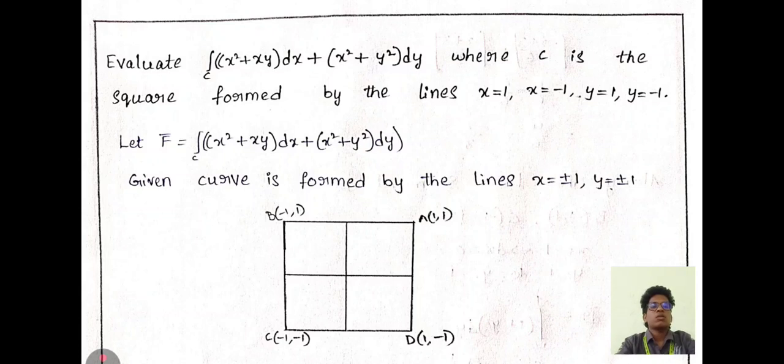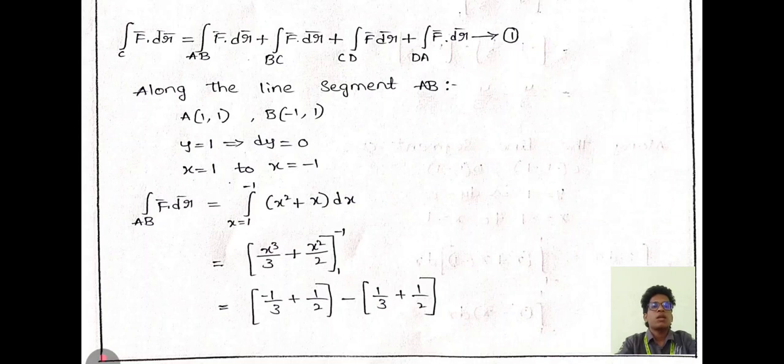We can draw the square with four corners and visualize it with A, B, C, D values. The integral over C of F̄·dr̄ is equal to the integral over AB of F̄·dr̄ plus the integral over BC of F̄·dr̄ plus the integral over CD of F̄·dr̄ plus the integral over DA of F̄·dr̄. This is equation 1.